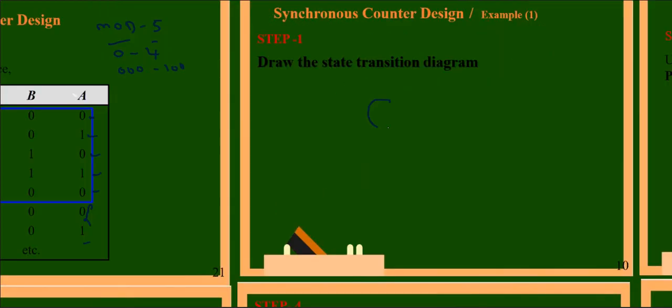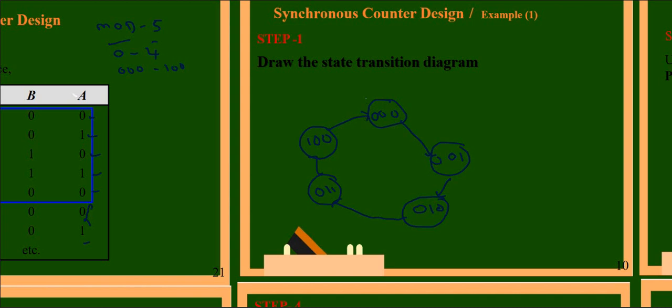The starting state we write as 000. It starts with 0, then we go to 001, then 010, then 011, and finally 100. So these are the states that can be obtained: 000, 001, 010, 011. The last one is 100. After that it repeats.